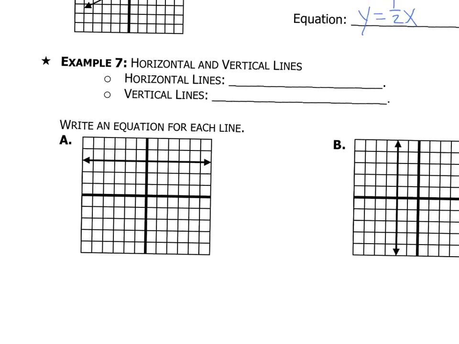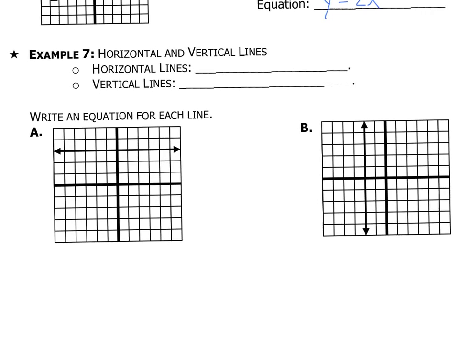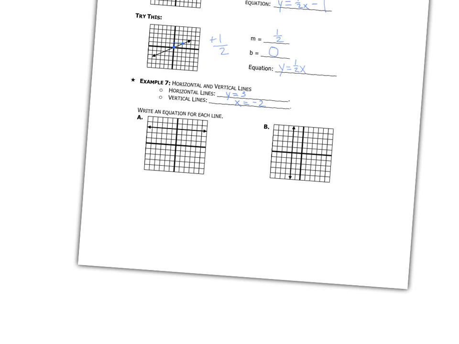Okay, last part here, vertical lines and horizontal lines. This is a horizontal line. Notice how it just crosses the y-axis. So you know that it's going to be y equals, and then wherever it crosses at. Looks like it crosses right here at 3. So it'll be y equals 3. Whereas over here, vertical lines, it only crosses the x-axis. It does not cross the y. So it's got to be x equals wherever it crosses. Looks like at -2.